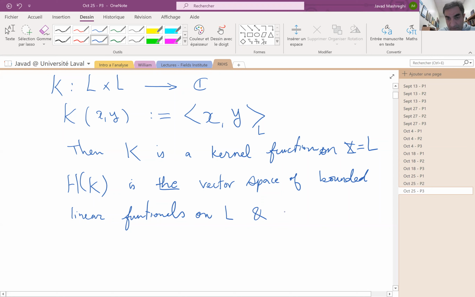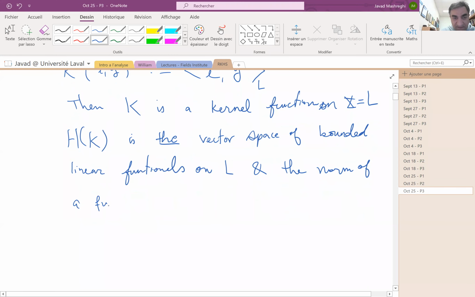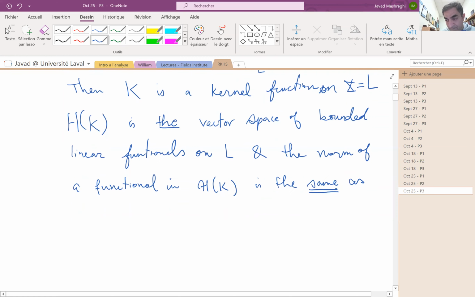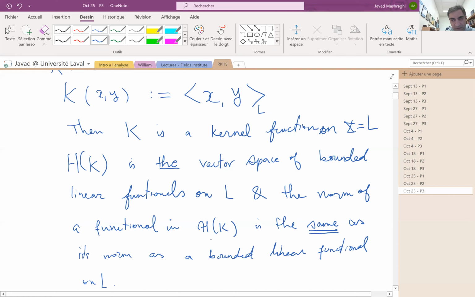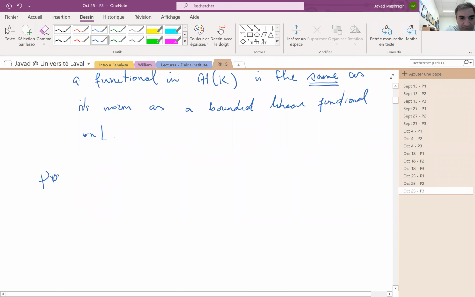And the norm of a functional as an element of this space, in H of K, is the same as the norm as a bounded linear functional on L. You see, so we start with K, and right here, proof.